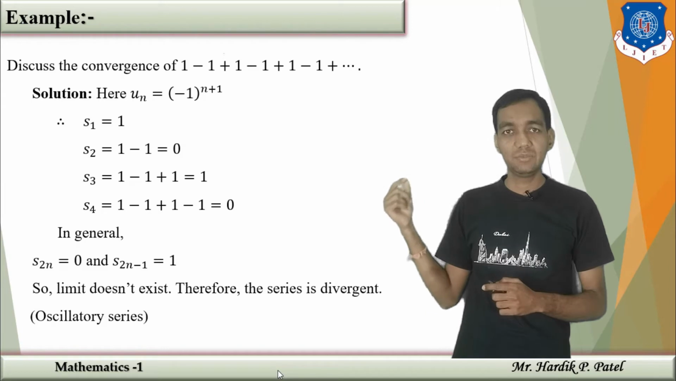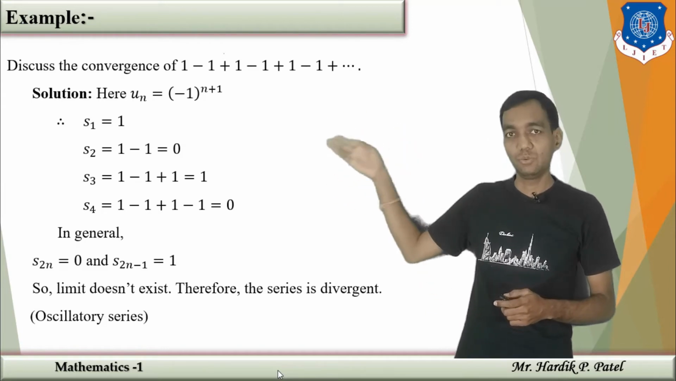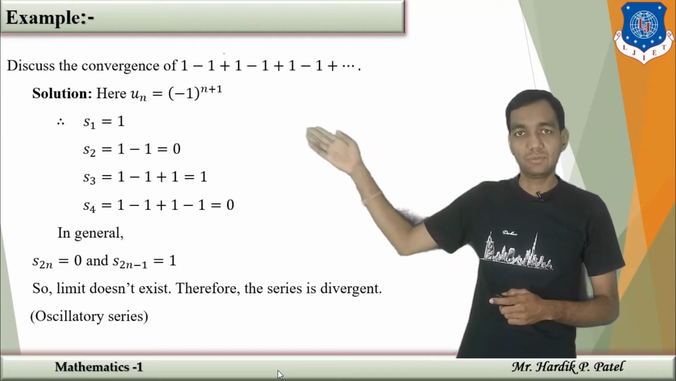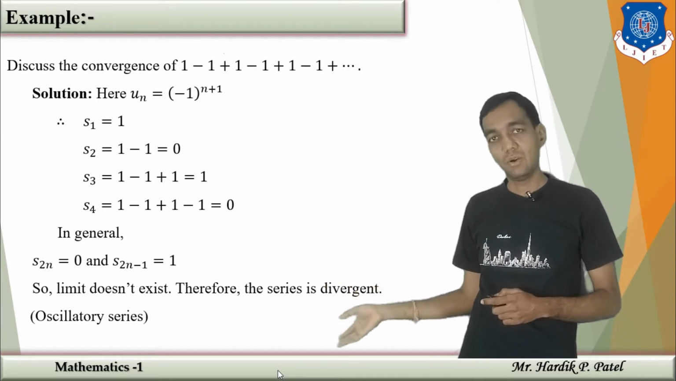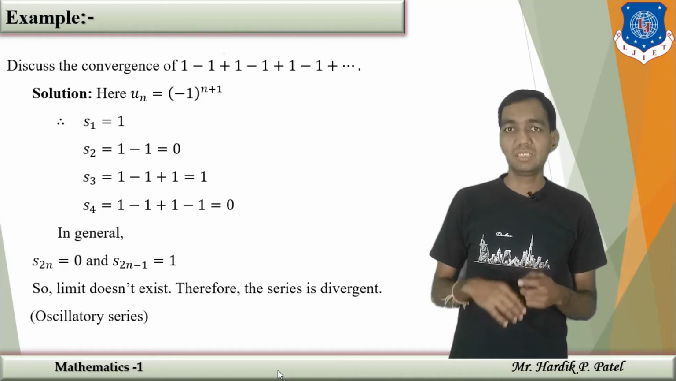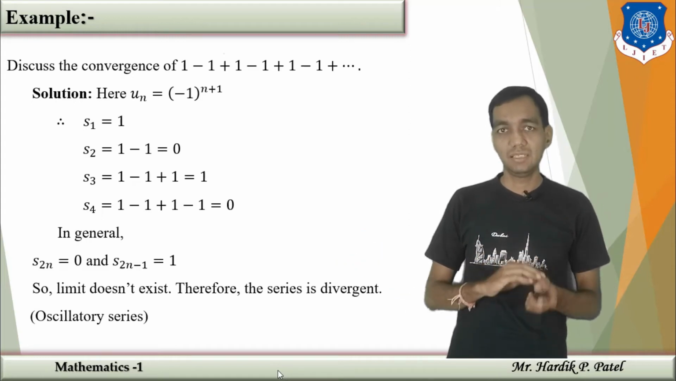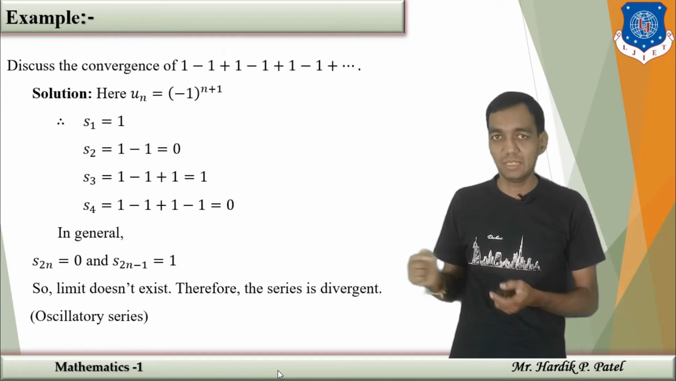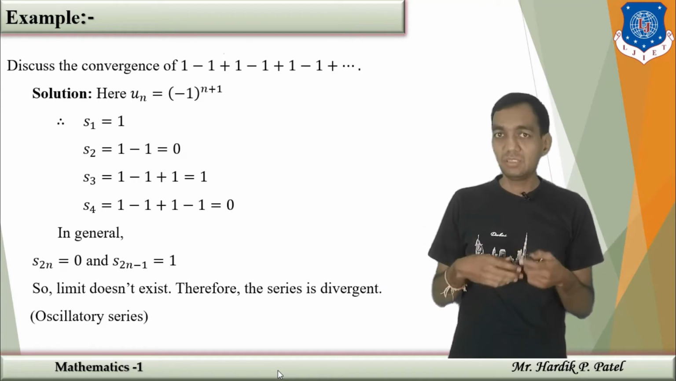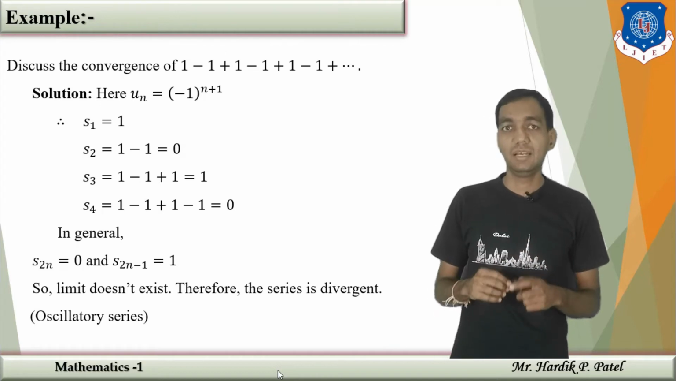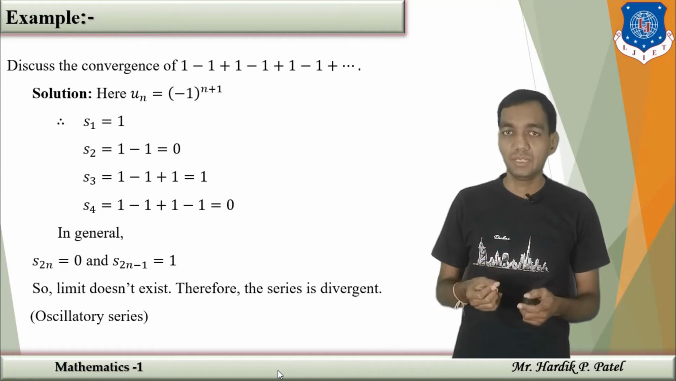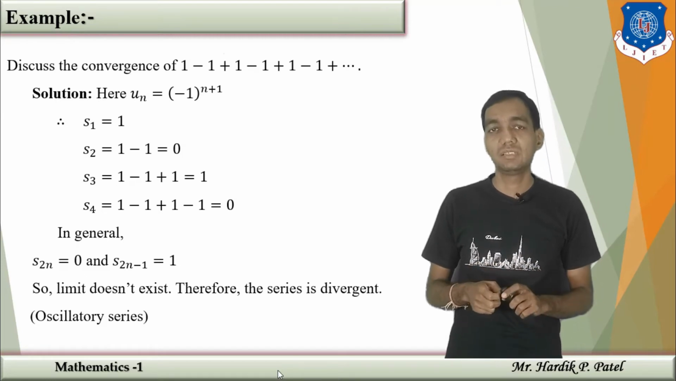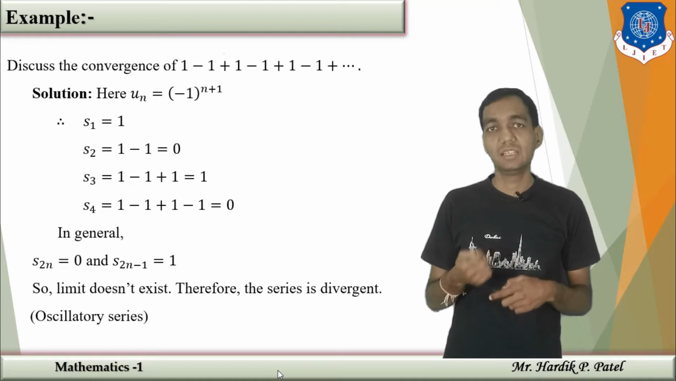So if you continue this way, then you will have S2, S4, S6 and so on are 0, and S1, S3, S5, S7 are going to be 1. That means S even terms are 0, S odd are 1. So S2n is 0, S2n minus 1 is 1. That means if you apply the limit, then you will have more than one limit. And since limits are more than one, that means your series is divergent, or you can say that it is oscillating.